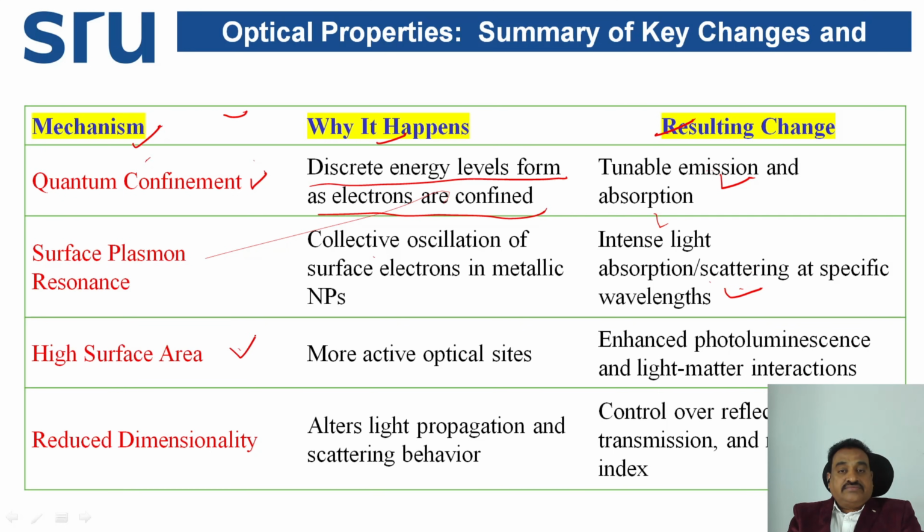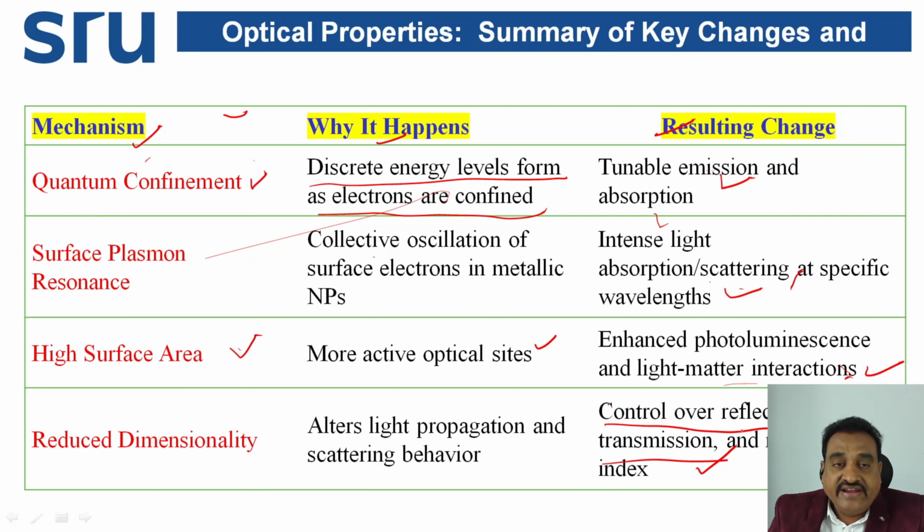High surface area means more active optical sites. Due to the more active optical sites, we get high surface area. This high surface area gives enhanced photoluminescence and light matter interactions. Reduced dimensionality alters light propagation and scattering behavior. Due to this, we try to understand control over reflectivity, transmission, and refractive index.